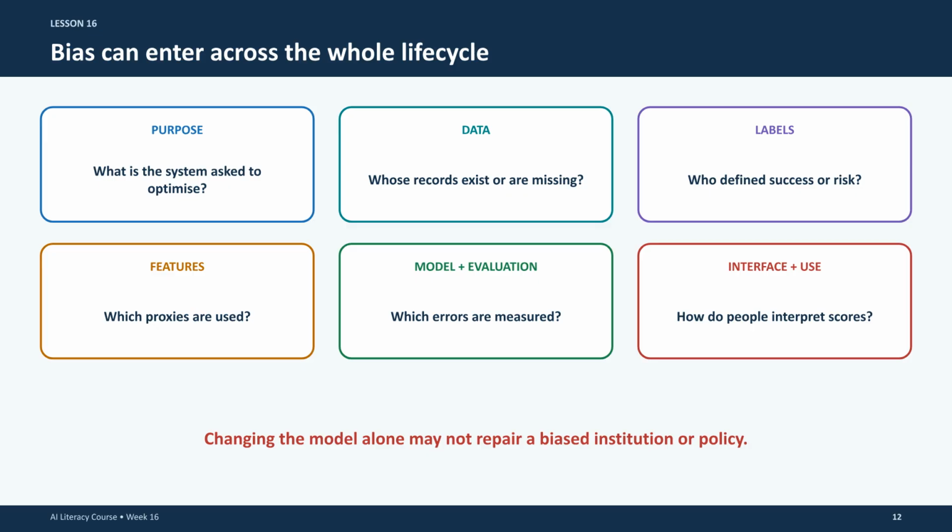Bias can enter the system at any stage, from the initial purpose to how humans interpret the final results. You cannot rely on fixing the model alone. You must also examine the institutional policies and data practices behind the system.